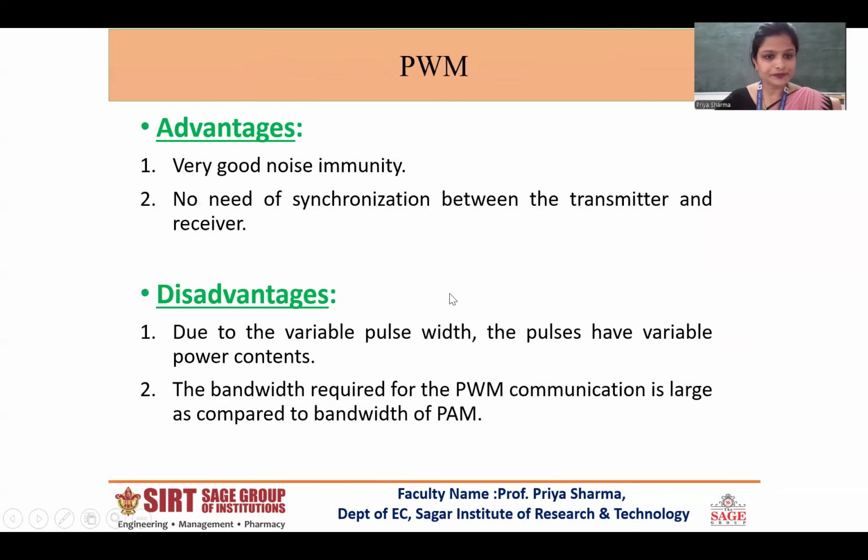Coming to the last, we have the advantages and disadvantages of pulse width modulation also. Advantages are very good noise immunity, and no synchronization between the transmitter and the receiver is needed. The disadvantages are, due to variable pulse width, the pulses may have variable power contents, and the bandwidth required for pulse width modulation communication is large as compared to the bandwidth of PAM.